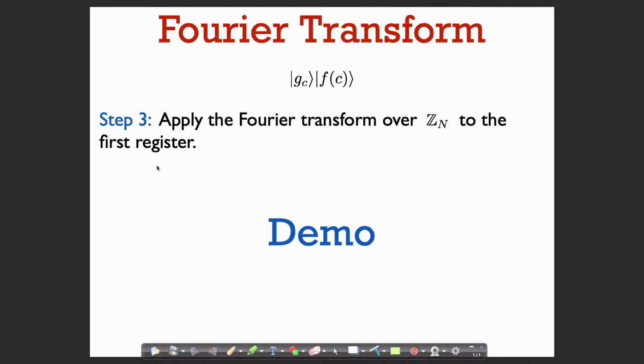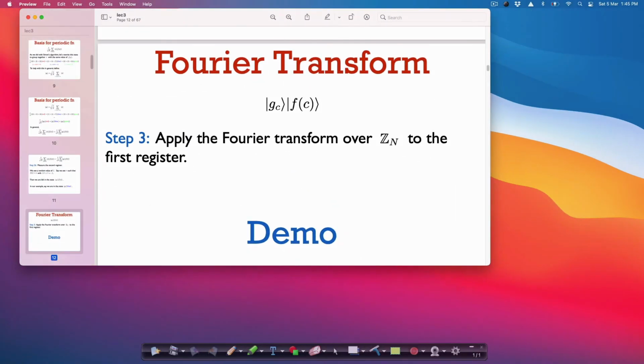Now we're ready for step 3 of the algorithm. As you might guess from the algorithms that we've seen so far, step 3 is going to be to apply the Fourier transform, in this case over Zn, to the first register. Before we get into the mathematics of what happens, let me just give you a little demo to show you what happens.